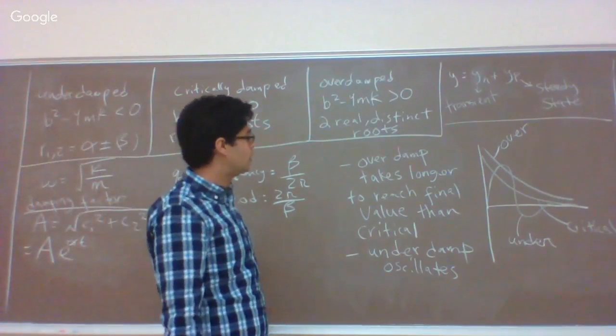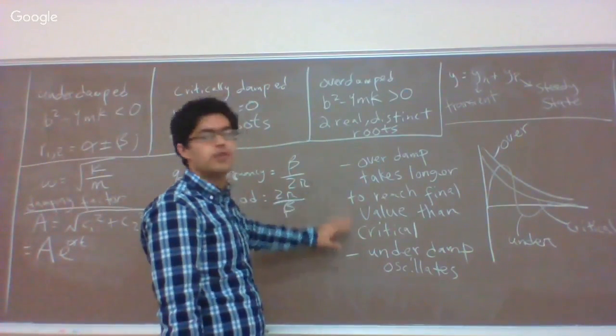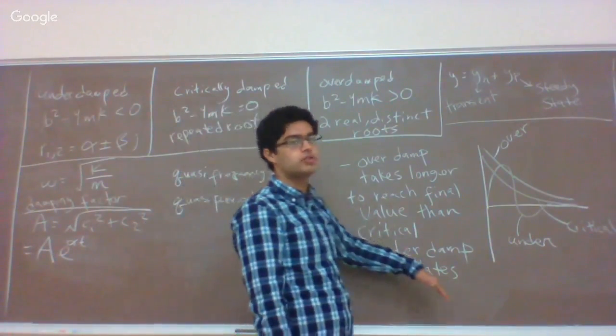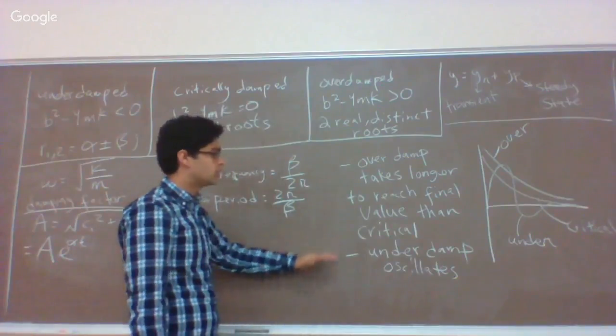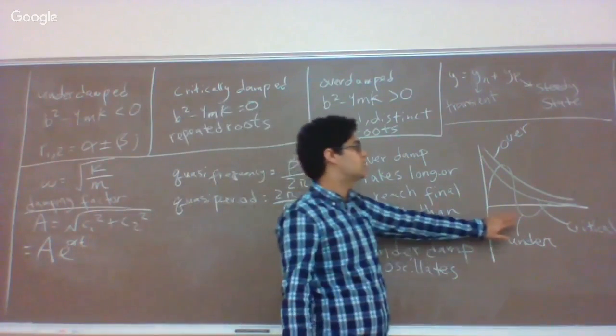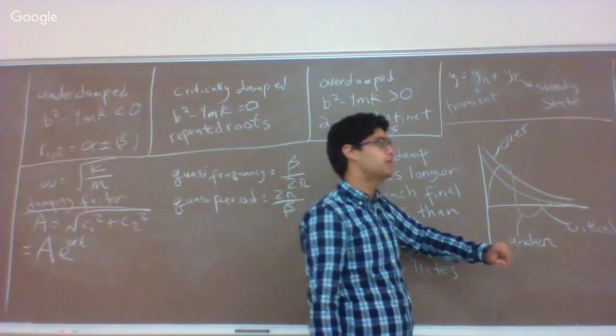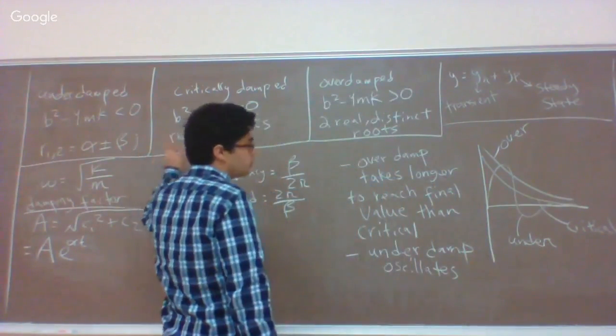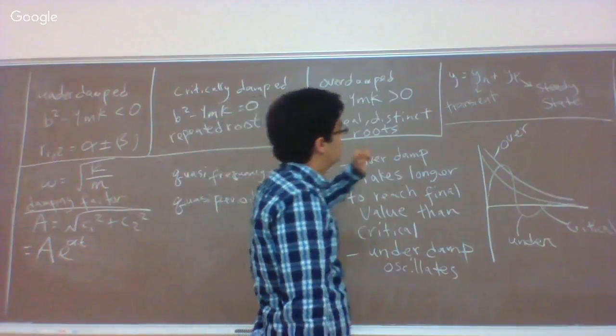So if they ask you to describe overdamped versus critical, overdamped takes longer to reach a final value, okay, than critical. Underdamped, it oscillates in the beginning, okay? That's because you have conjugate roots, complex roots.